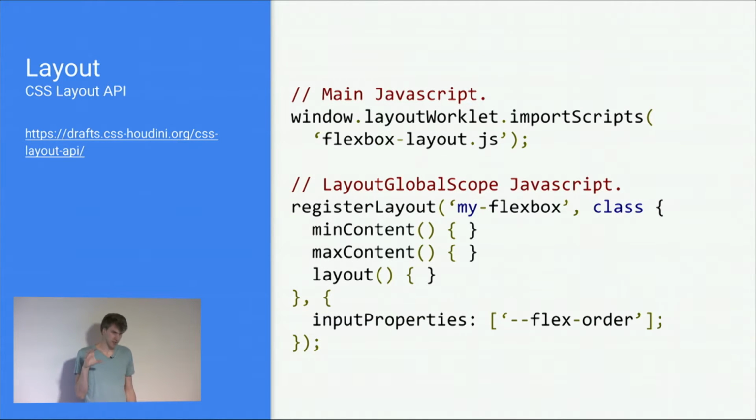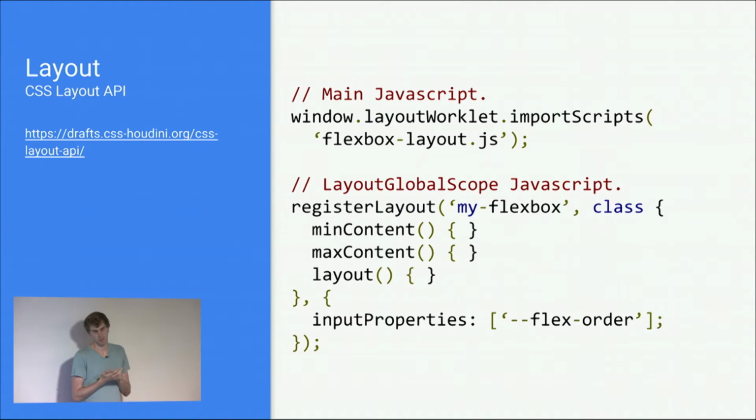Then we get into the layout hooks. Of the Houdini APIs, these are probably the most undefined so far. They're really not much more than documents out there at the moment. Currently we're thinking that there's probably going to be two different layout APIs. One is for block layout, for things like grid layout or flexbox, and there's also going to be one for doing line layout.